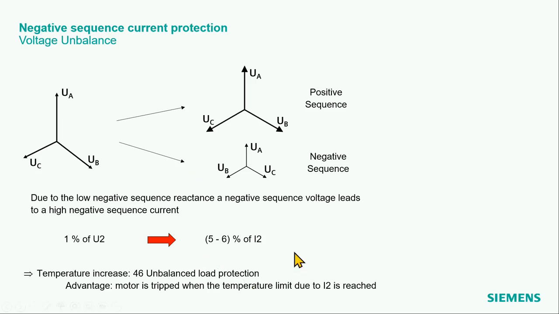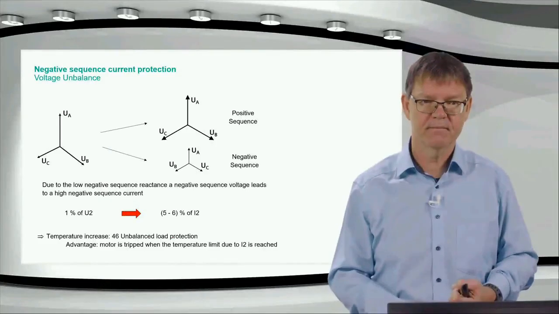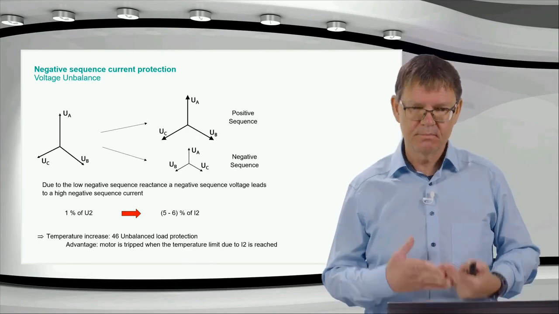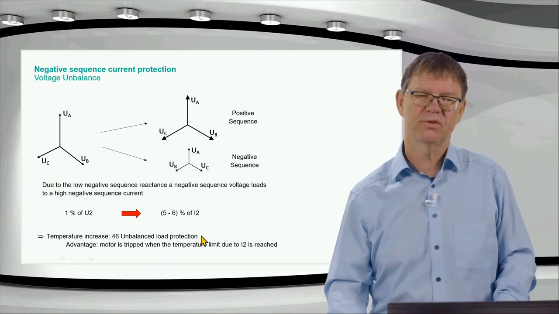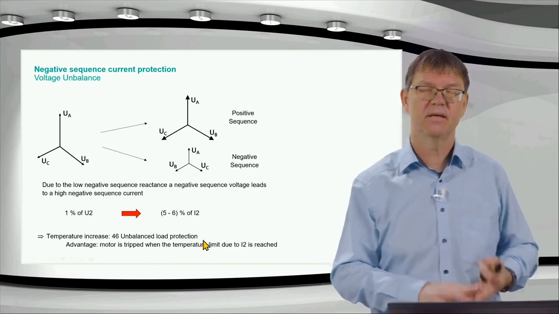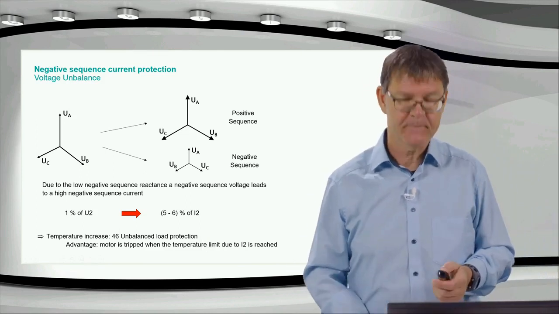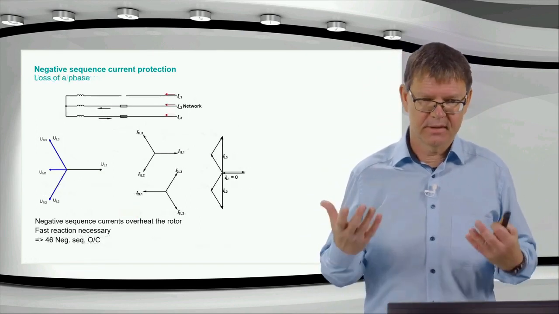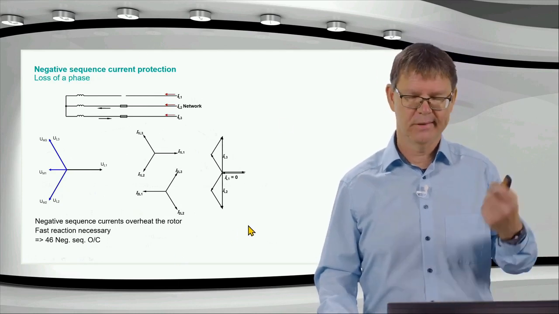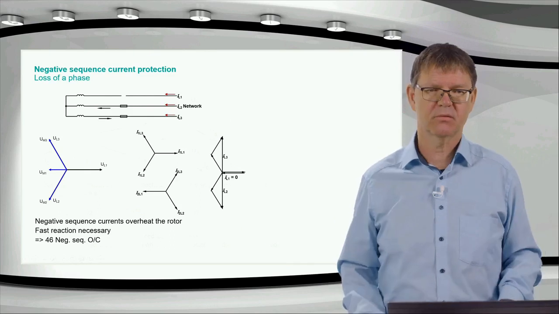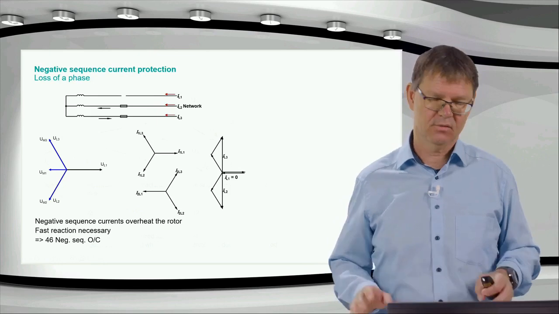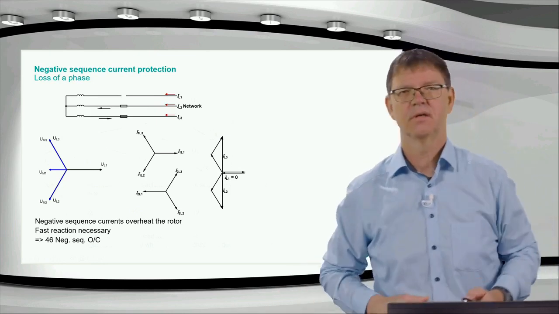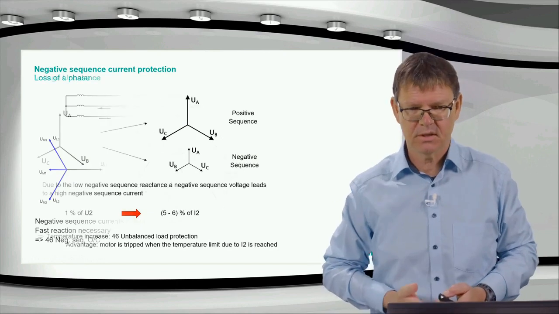And this negative sequence current is a topic of the heating up of the rotor, a thermal thing. Therefore, we also have a thermal function behind that negative sequence current, which we call unbalanced load protection. Here we calculate a temperature increase, whereas in the simple definite time function, we measure the current, and after a certain time, we just trip because the current is so high that we don't want to let the motor run with this high amount of negative sequence current.